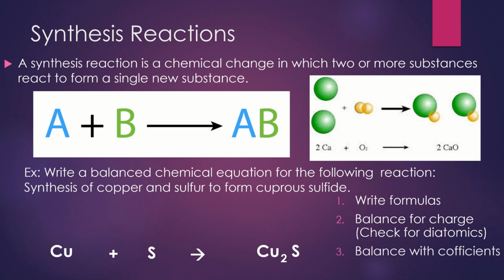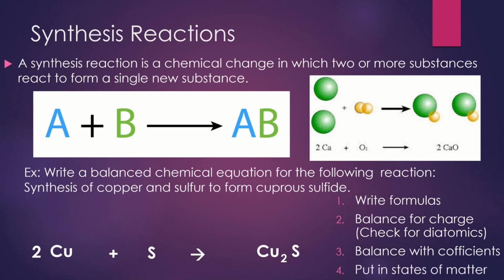Third, we want to balance our chemical equation with coefficients. On the left-hand side I have 1 copper. On the right-hand side I have 2 coppers. Well, that's a pretty easy fix. If I put a coefficient 2 in front of copper, I now have 2 coppers and 2 coppers. On the left-hand side, I have 1 sulfur. On the right-hand side, I have 1 sulfur. We're balanced. We're in good shape.